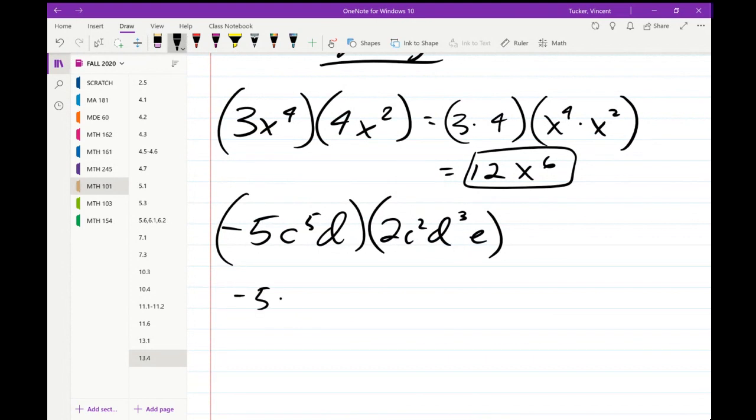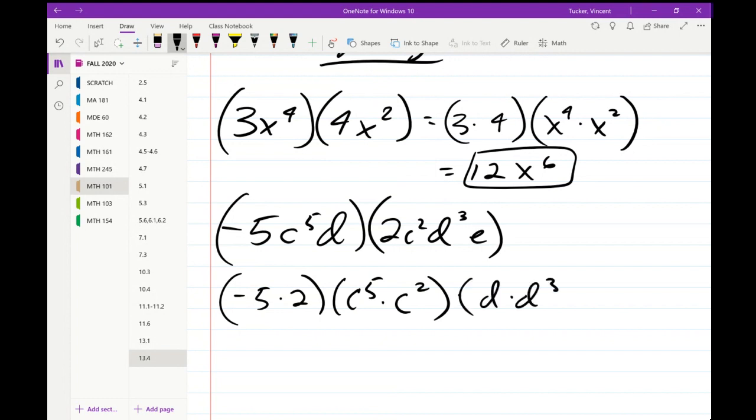Same thing happens down here. I have negative 5c to the 5th d times 2c squared d cubed e. So I multiply the coefficients, negative 5 times 2, c to the 5th times c squared, d times d cubed, and then e is just sitting on the outside. Nothing I can combine the e with.